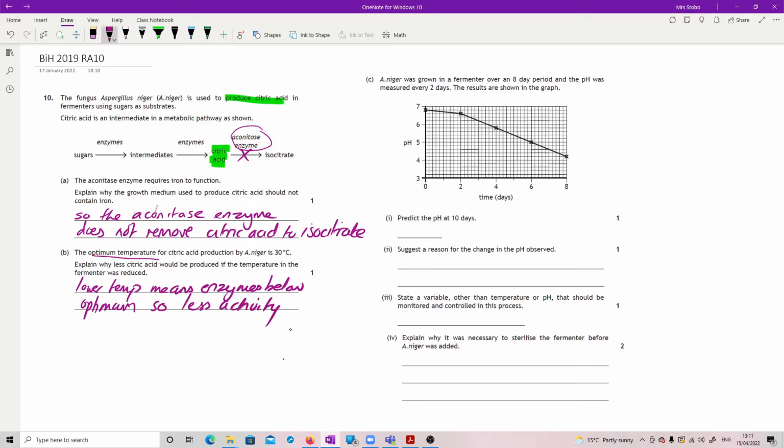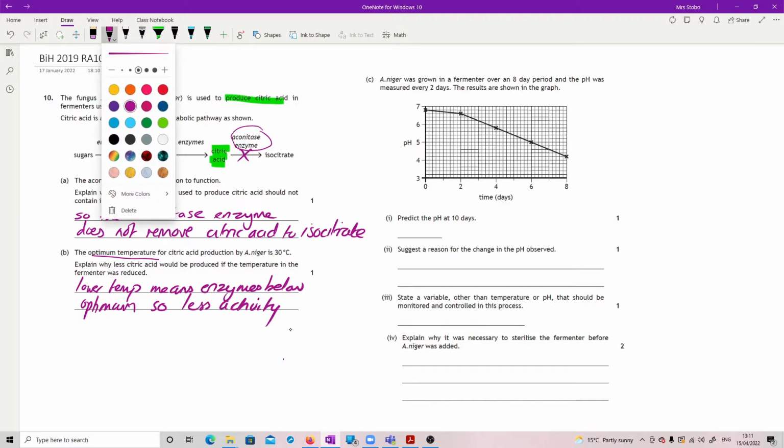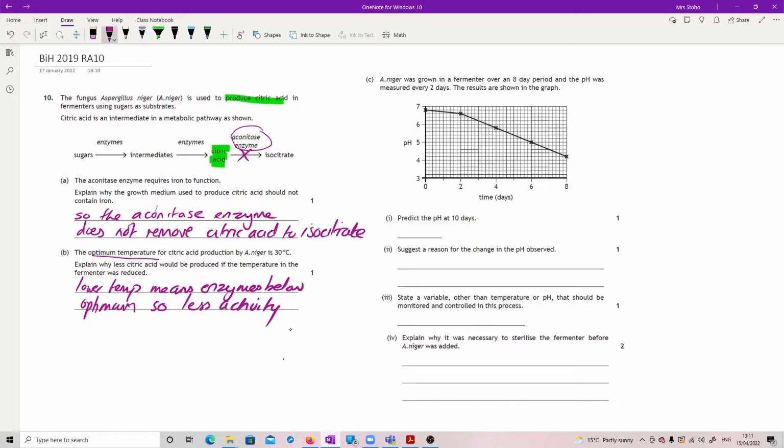That's it. Okay. We've got your fungus grown in a fermenter over an 8-day period and the pH was measured every 2 days. The results are shown in the graph. Predict the pH at 10 days. Now that means you're going to have to be prepared in your exam, either taking a ruler with you or better in this one, because this is a straight line, these should give you the relationship. So at 4 to 6, you drop down by 1, 2, 3, 4.